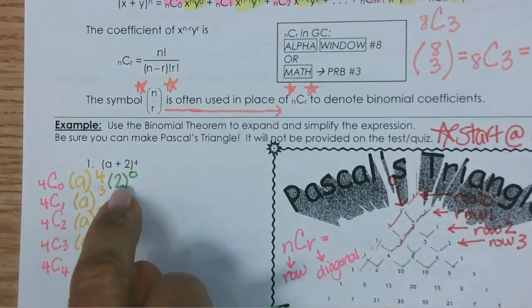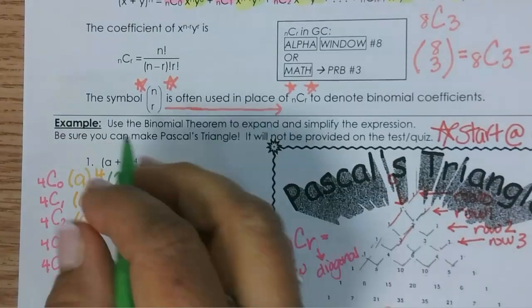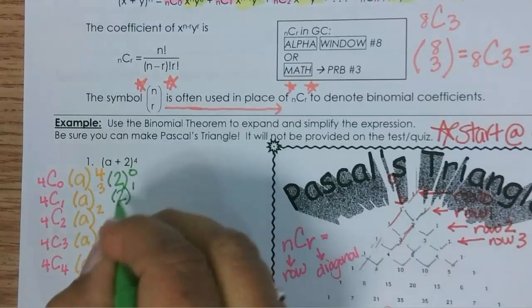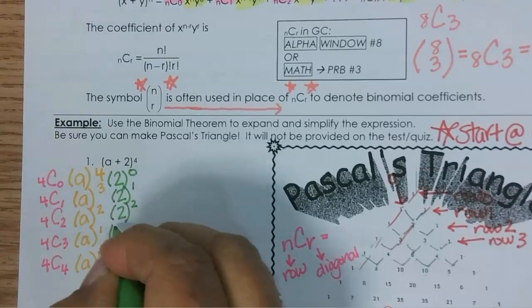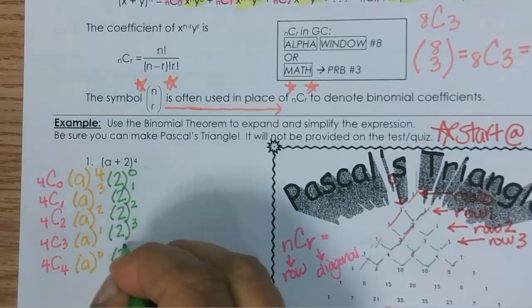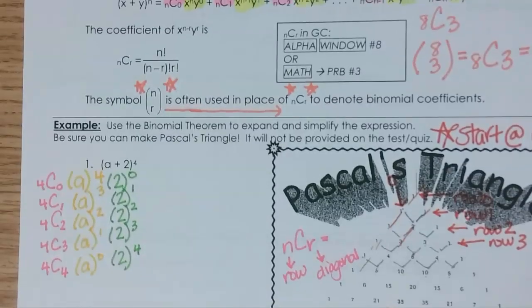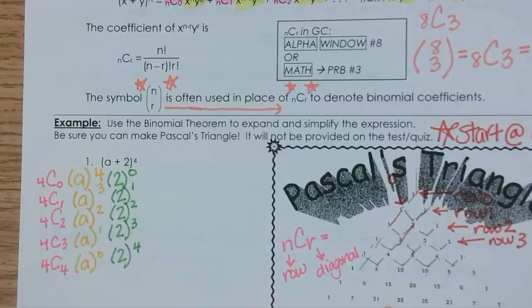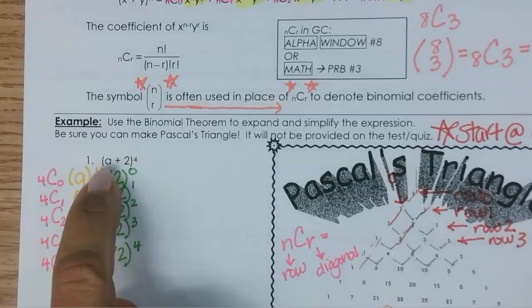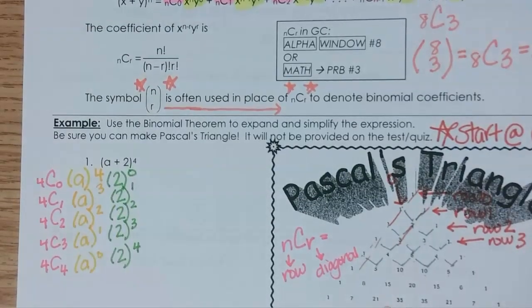For the second term, I start with it to the 0 power, and then I increase the exponent each time. So 2 to the 1st, 2 to the 2nd, 2 to the 3rd, 2 to the 4th. And I deliberately put what the first term was and what the second term was in parentheses, deliberately for some of the other problems that we have going forward. Okay? All right, so then the next thing we can do is evaluate each of those different pieces.